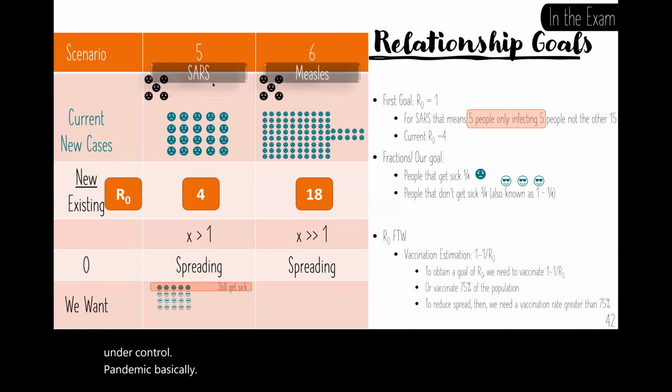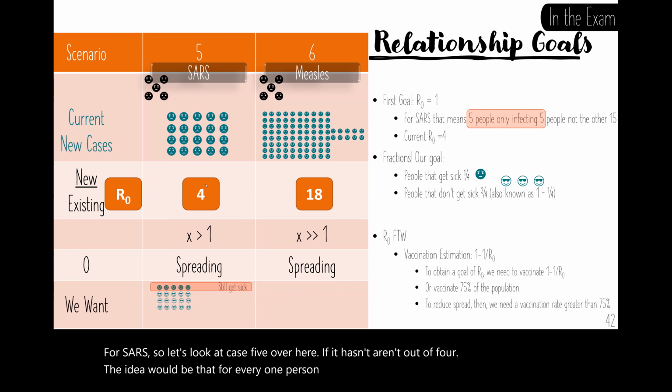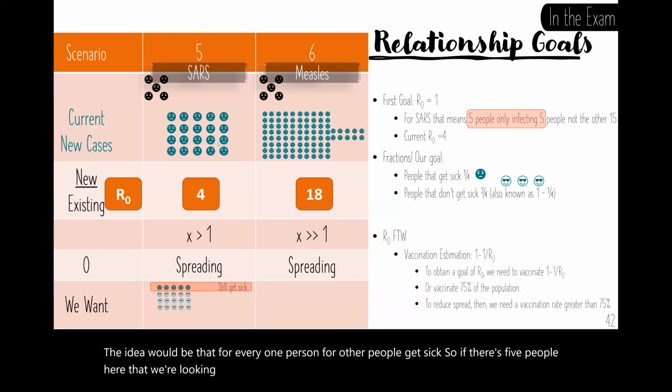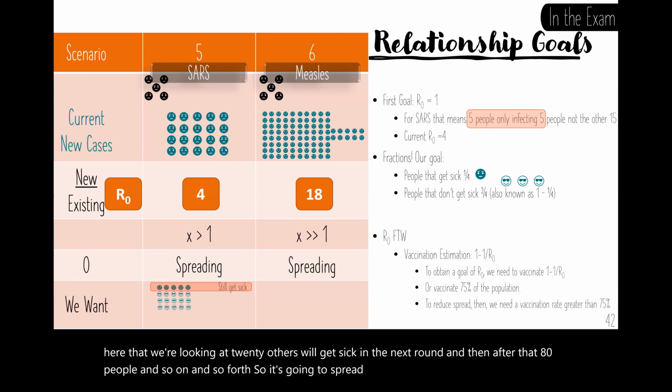Now for SARS, let's look at case 5 over here. If it has an R naught of 4, the idea would be that for every one person, 4 other people get sick. So if there's 5 people here that we're looking at, 20 others will get sick in the next round. And then after that, 80 people, and so on and so forth. So it's going to spread out really, really fast, right?